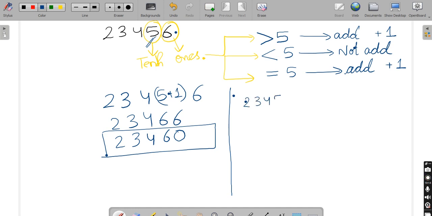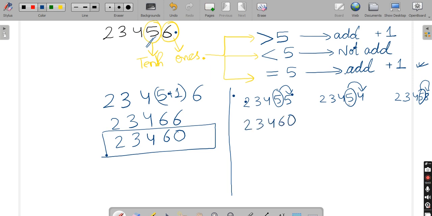Take 2 3 4 5 4, and one more number, 2 3 4 5 8. See here, now again rounding to the 10th place. Before that number I will check. If it is 5, that is equal to 5. Equal to 5 means what will I do here? Add 1. So my answer will be 2 3 4 6 0 directly.